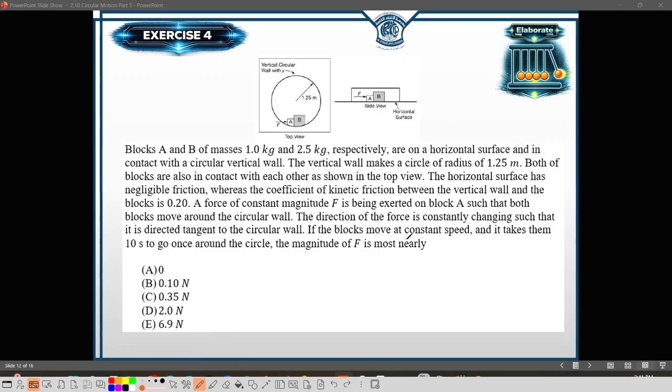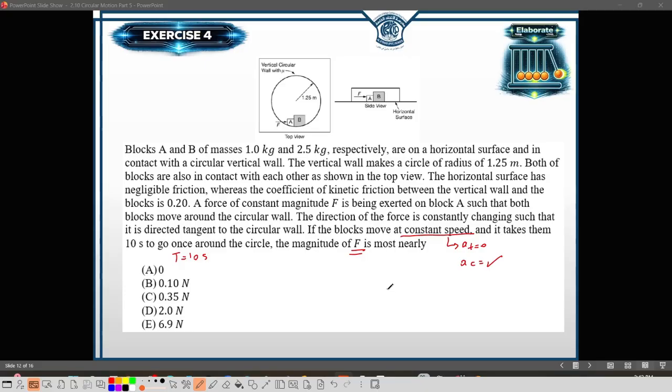If the blocks move at a constant speed, which means the tangential acceleration becomes 0 and there is only centripetal acceleration, and it takes 10 seconds to go once round. Once round the circle is one cycle, so this is the time needed to complete one cycle. So 10 seconds should be the period, because by definition, the period is the time needed to complete one cycle. What is the magnitude of the force F?